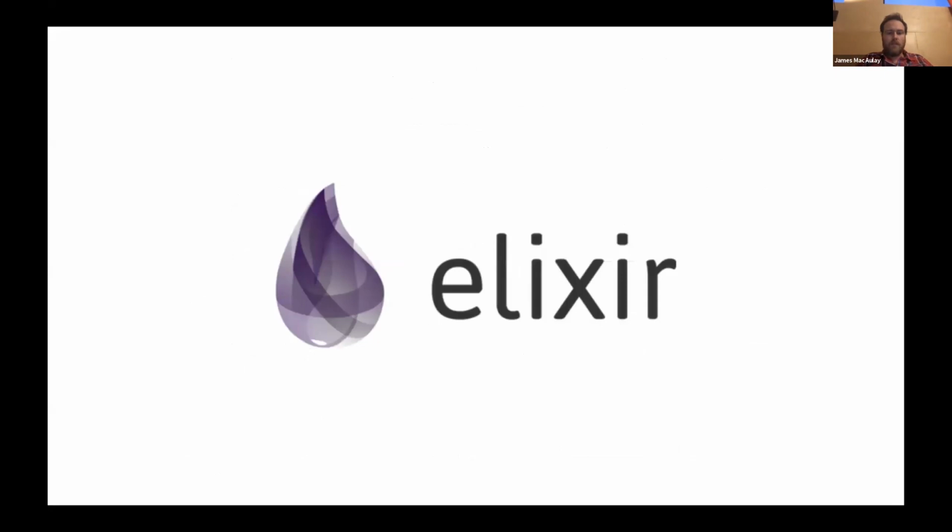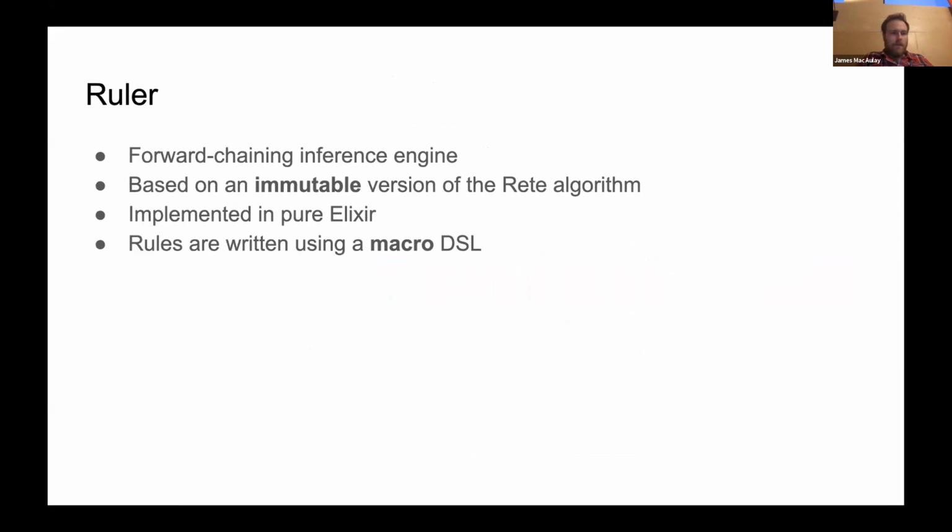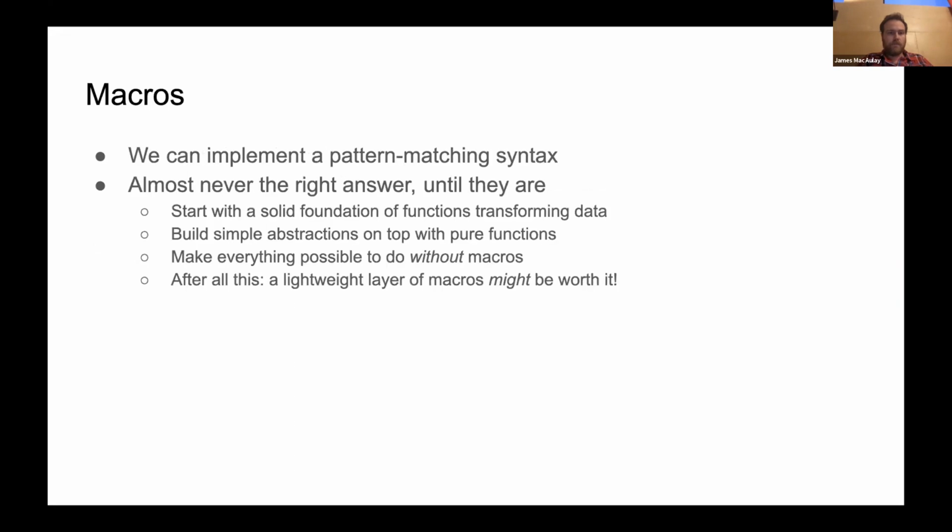So into Elixir now. I made this library. It's called Ruler. It is a forward chaining inference engine, inspired by Wongy, and based on an immutable version of the Rete algorithm. It's implemented in pure Elixir, and rules are written using a macro DSL, which you'll see in a minute.